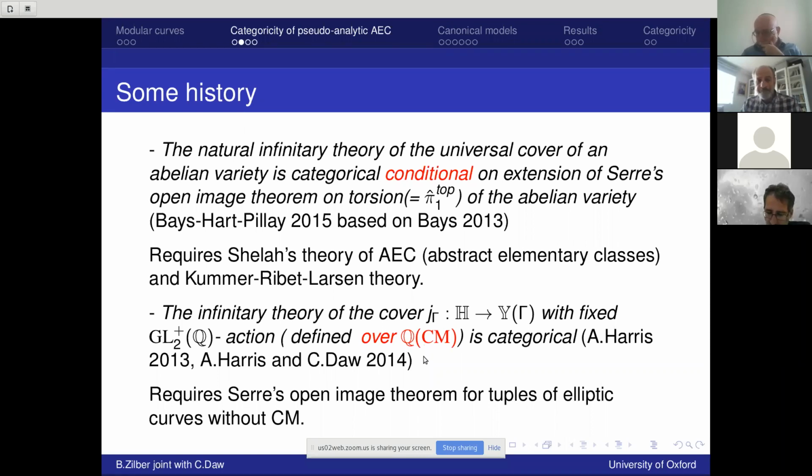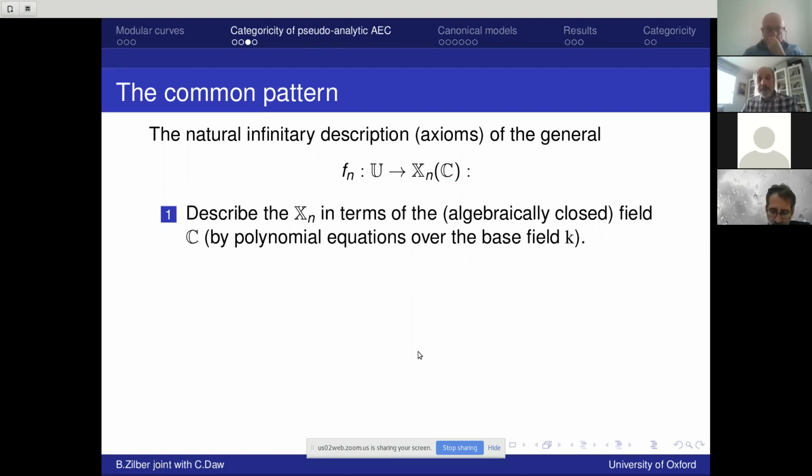Okay, so that's the situation before this project was started. Now, what sort of axioms to expect? So what is a natural definition? You see, I use this word natural. So what does it mean, natural axioms or natural descriptions? And so the description actually splits into three relatively simple parts.